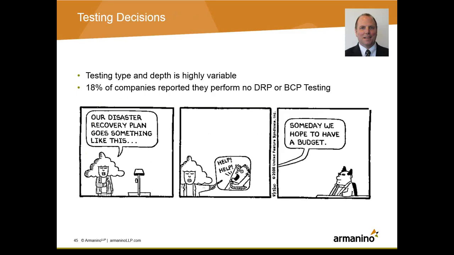So I like this one. It's kind of highlighting much of the same information, but this is just a great Dilbert. Our disaster recovery plan says something like this. Help, help. What do we do? Well, hopefully we'll have the budget one day.